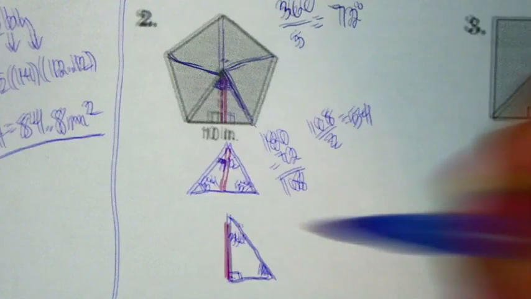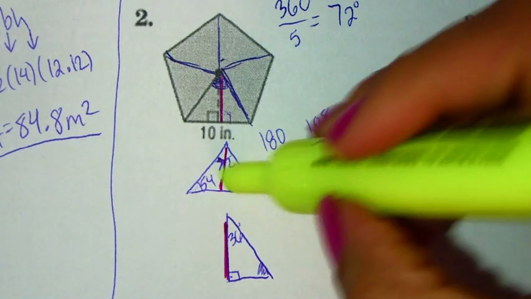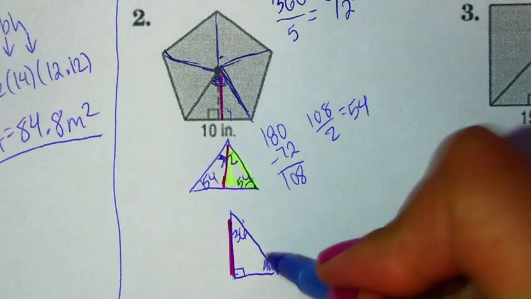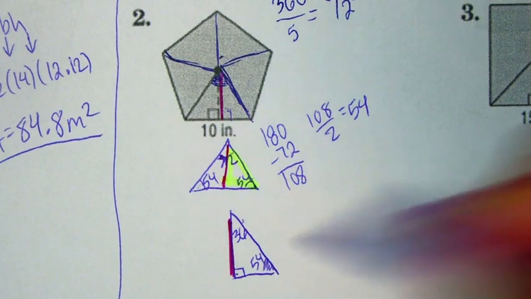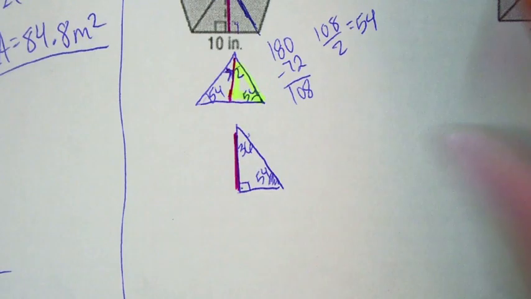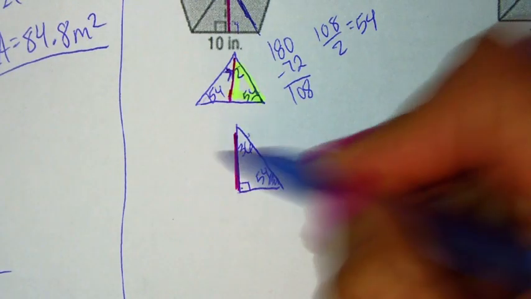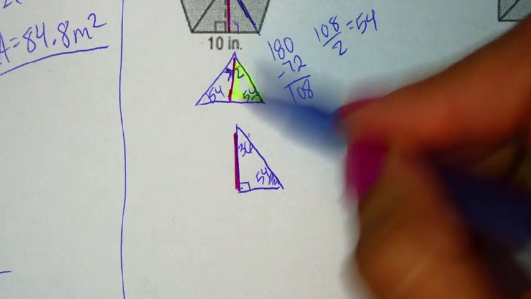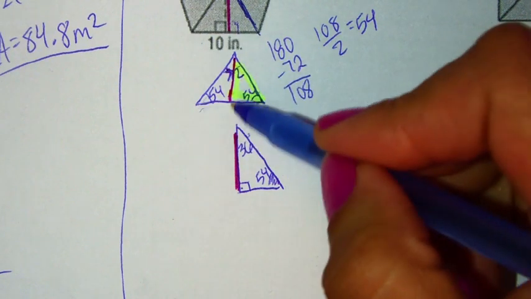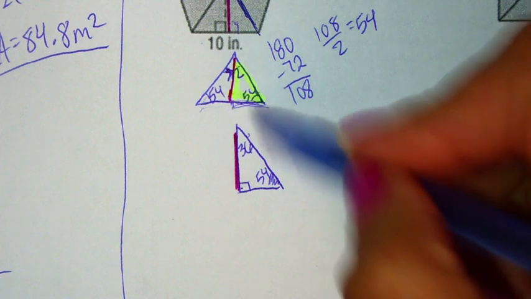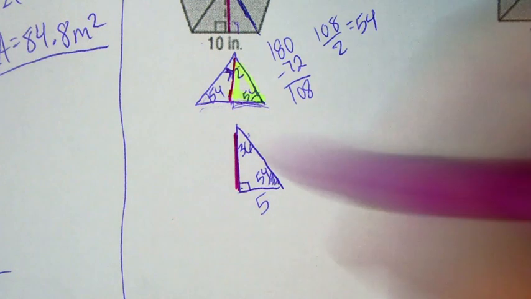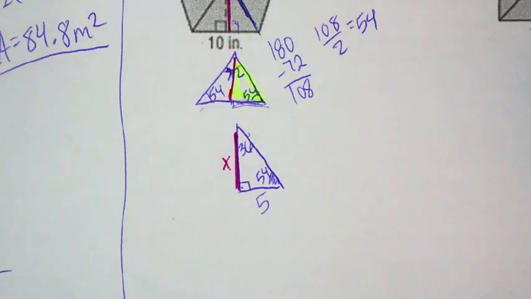And again, we're only focusing on one part of this because that's the one that will tell us the apothem. So this is 54. Okay, so sideways, we know that this whole side is 10. So if this is 10, half of that will have to be 5. The apothem is what we don't know, so we can just put it as an X.